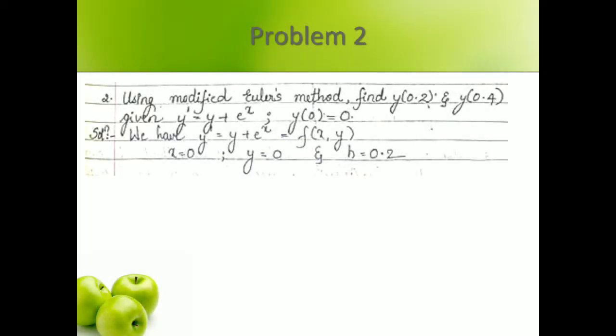We'll go to the second problem. Using Euler's modified method, find y of 0.2 and y of 0.4 for the given y dash value: y dash equals y plus 3 e to the power x, y of 0 is equal to 0. Next, we have y dash equals y plus e to the power x, f of x, y this is. Initial values are when x is 0, y is 0, h is 0.2.